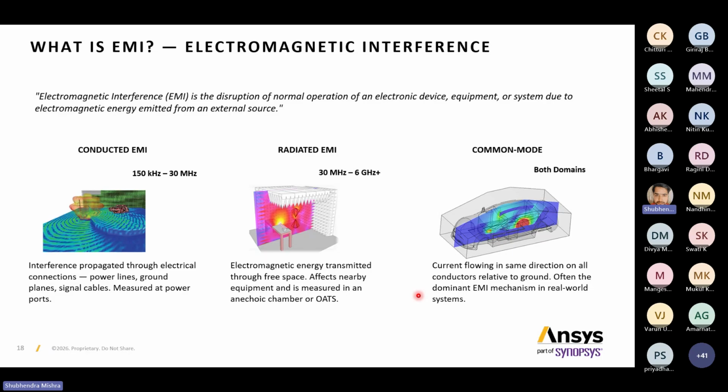Conducted EMI is basically your near field analysis. Whatever the issues and noises we are facing near our system is basically called conducted EMI. The radiated EMI is basically the far field analysis, where some devices are placed at some distance, and we can analyze how they are affecting the systems. And common mode is basically where both conducted and radiated are happening at the same time.